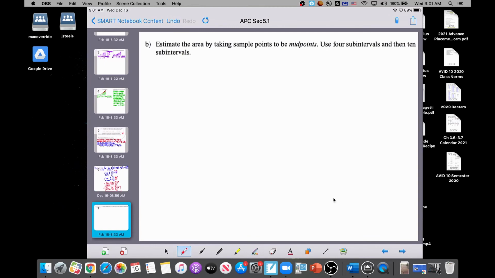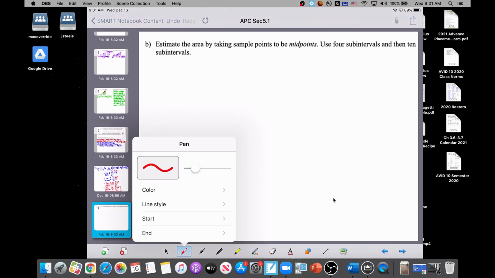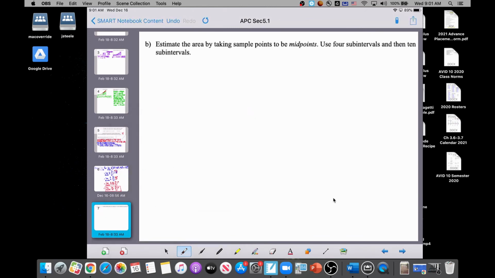Part B, they want us to estimate the area by taking sample points to be midpoints and use 4 subintervals, and then do it again and use 10 subintervals, okay? But again, we're using the same function, y equals x cubed, on the interval along the x-axis from 0 to 2. So the first thing that I'm going to do is just sketch a little picture of our curve. It doesn't have to be exact. We just want to be able to draw some rectangles on it.